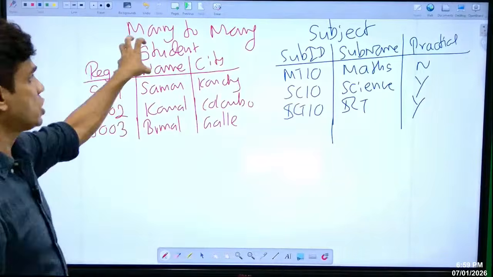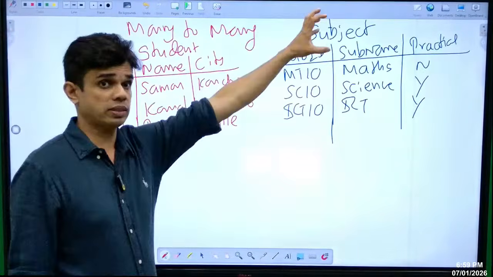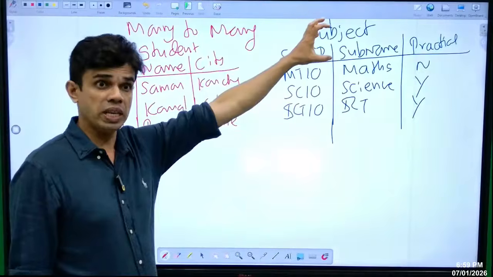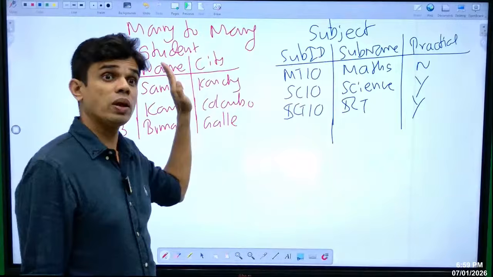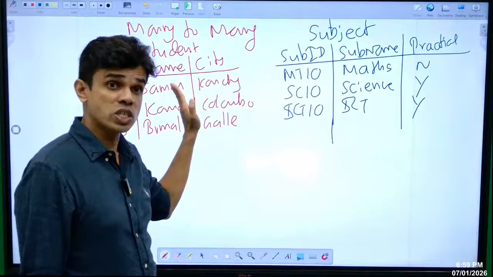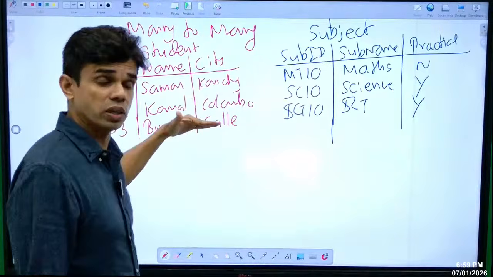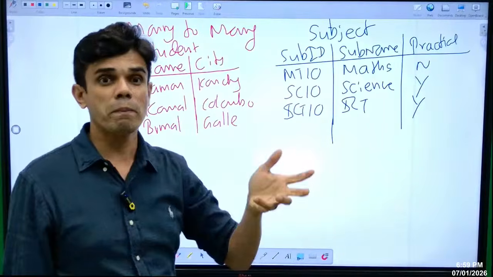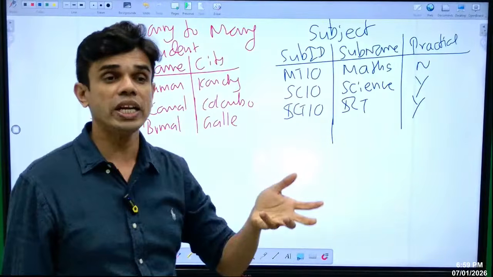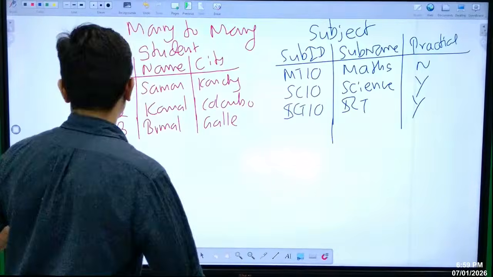One student can follow how many subjects? Many. A subject is followed by many students. MT10 is followed by Saman, Kamal, Nimal. And what is the cardinality now? What is the relationship type? Many to many.